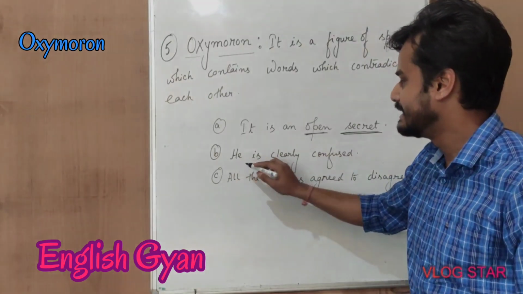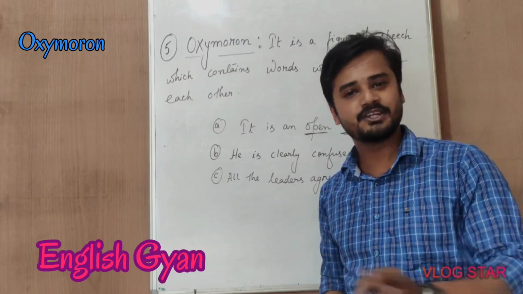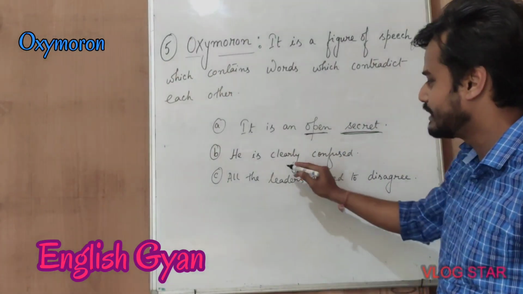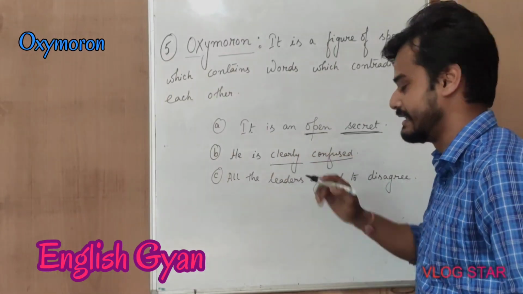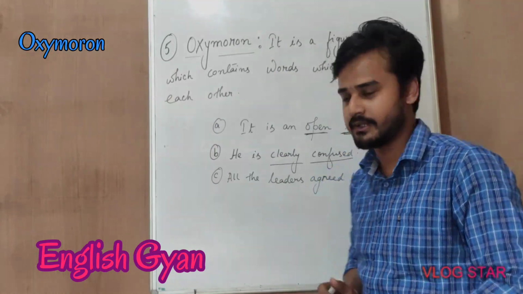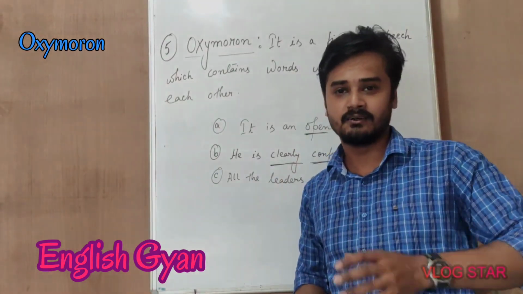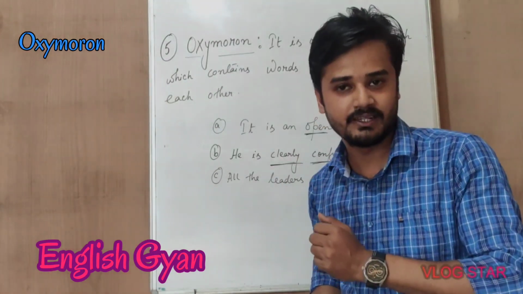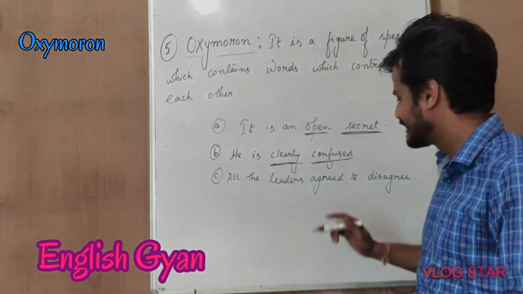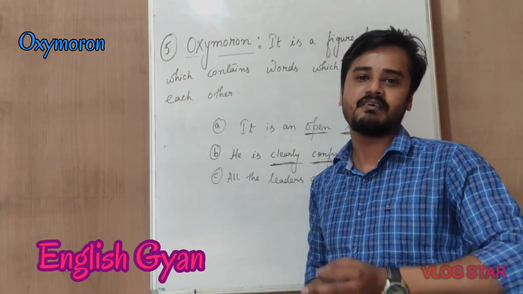Another example is, he is clearly confused. I am talking about a person who is confused and he is very much clear about his confusion. It means he knows that he is confused. So again I am using two words, confused and clearly. These two words are actually contradictory to each other, because if a person is confused, he is not clear about that thing, he is not enlightened about that thing. But if a person is clear about a thing, if a person is enlightened about a thing, he is not confused. So here we see that two opposite words are used side by side to provide a good effect to the sentence.